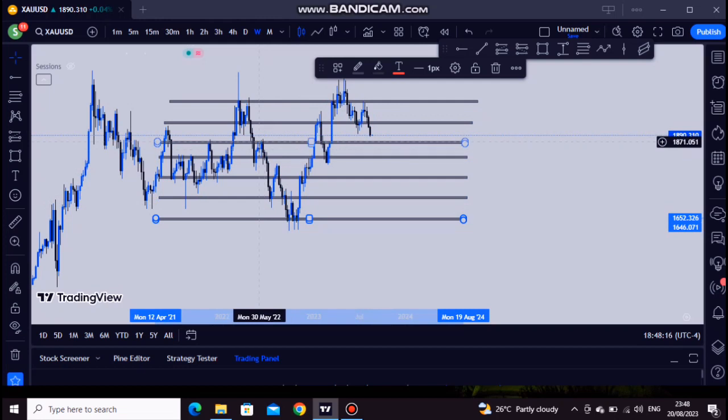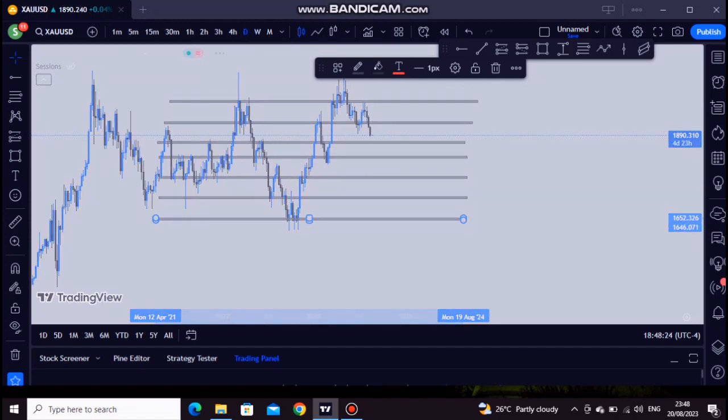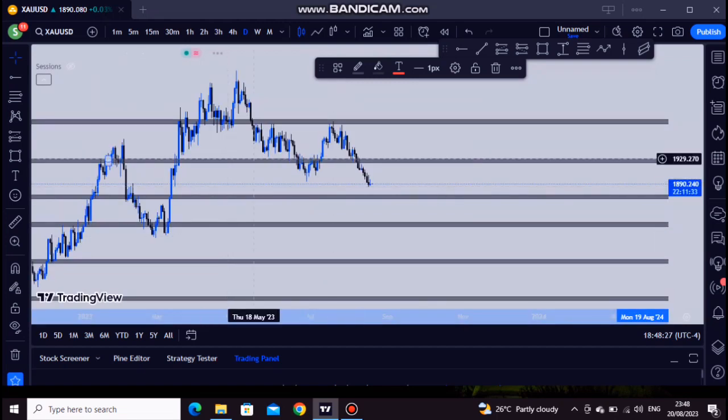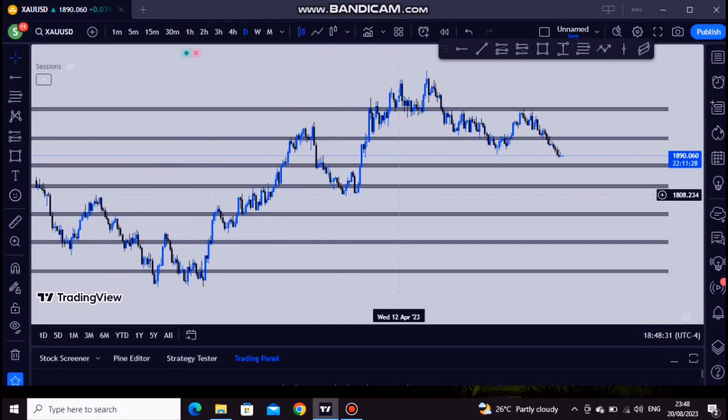We started from the monthly time frame all the way to the weekly, and right now we are on the weekly. So let's go to the daily right now. On this daily, we'll be plotting our minor support levels.